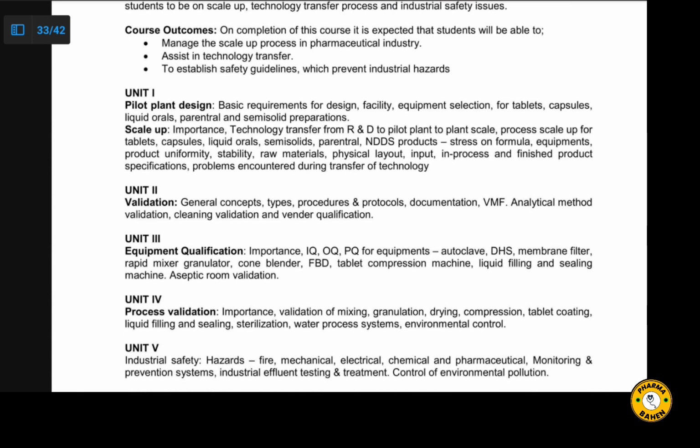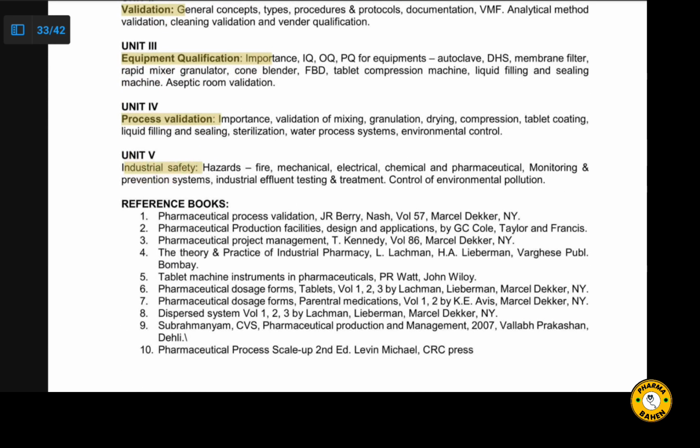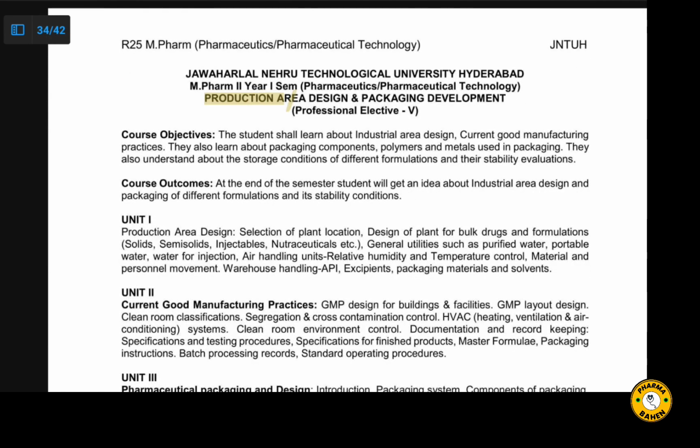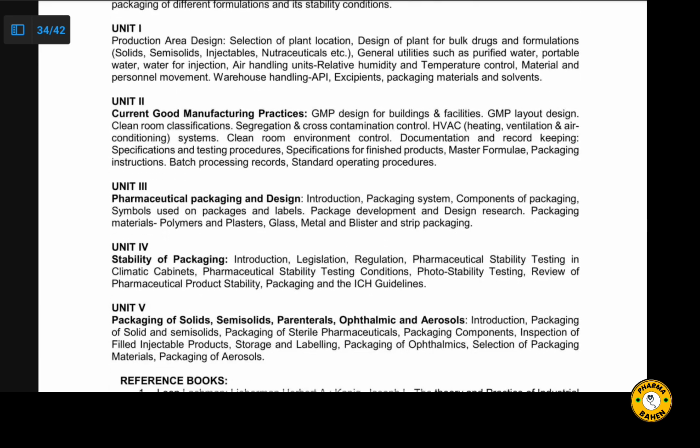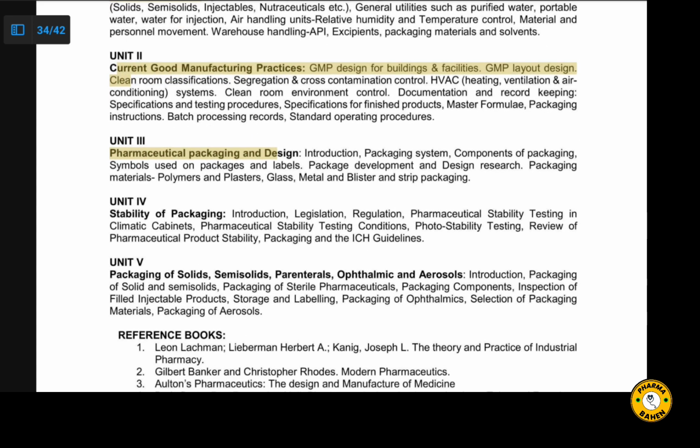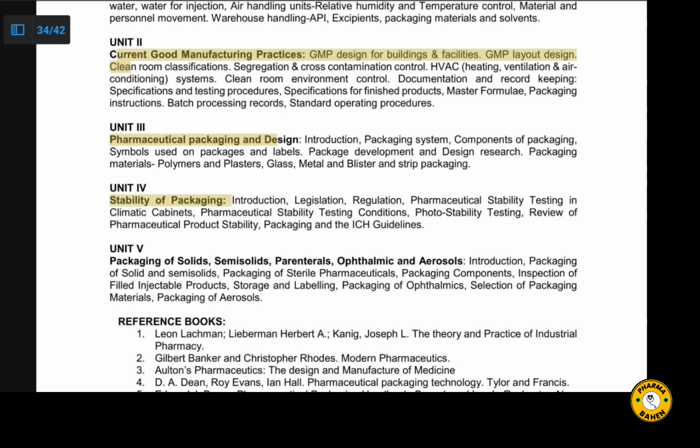And in this we have project plan design, scale up, validation, equipment qualification, process validation, and industrial safety. Next we have the Production Area Design and Packaging Development: production area design, current good manufacturing practices, pharmaceutical packing design, and stability of packaging, packing of solids, semi-solids, parenterals, ophthalmics, and aerosols.